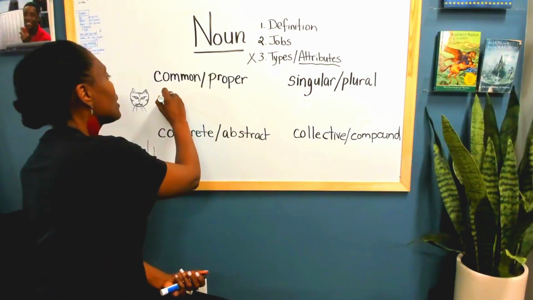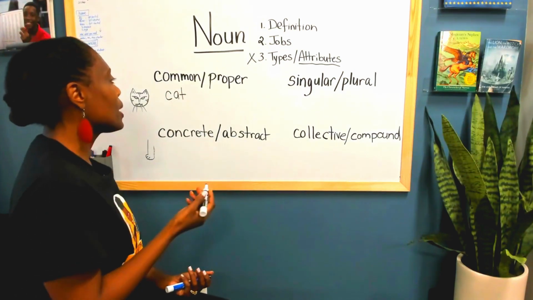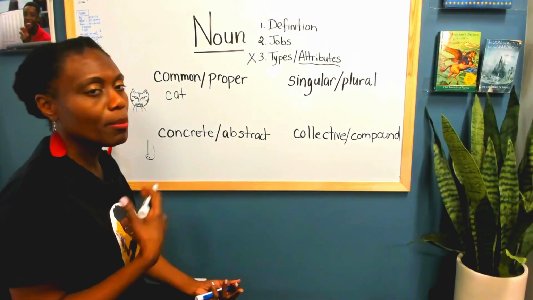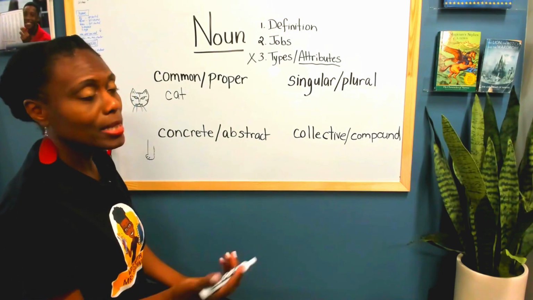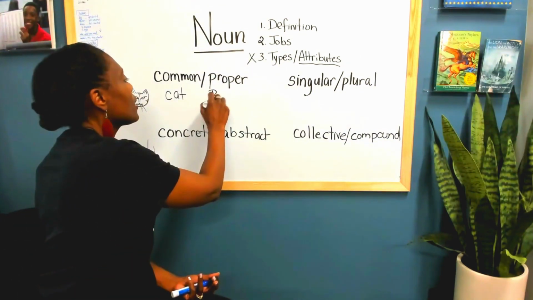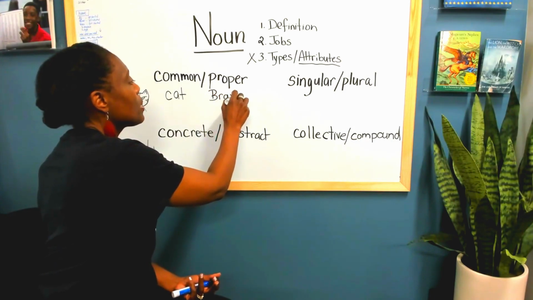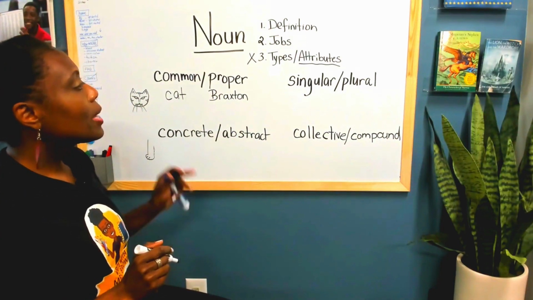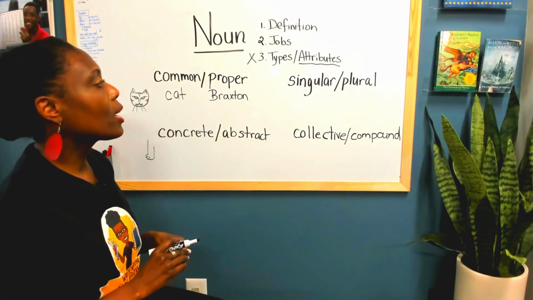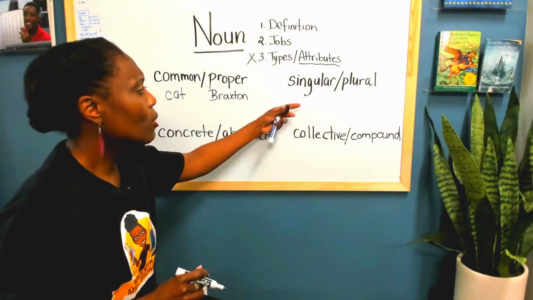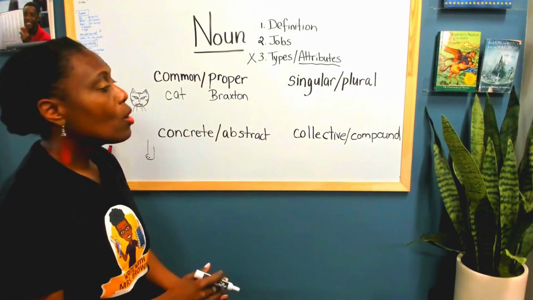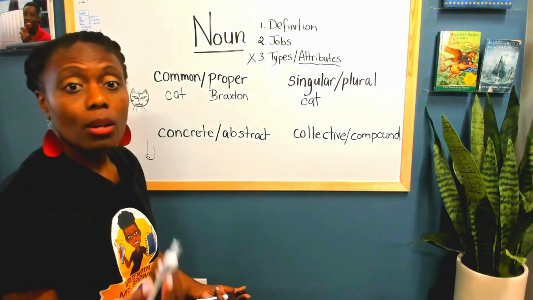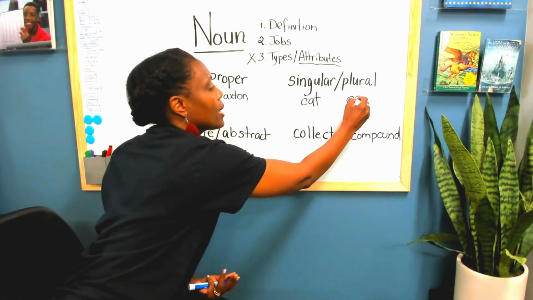A common noun would be a cat, but a proper noun, I have 2 cats, would be their name. So for example, I have a cat named Braxton. He's my very shy cat. So this would be the proper form of the word cat. The second set of attributes that a noun can be or have would be singular or plural. For example, singular would be cat, and plural, we'll just add an S, cats.